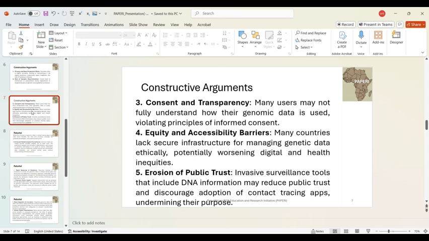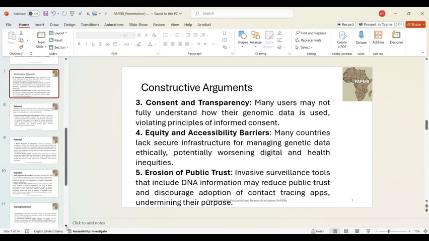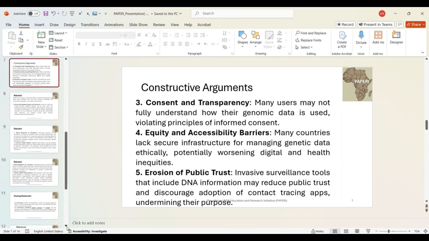And going forward, this will definitely erode public trust. Invasive surveillance tools like DNA inclusion may reduce public trust. Even looking at culture, some people will not welcome it at all, and this can be seen in the example of immunizations. Thereby this will discourage adoption of contact tracing apps, undermining their purpose.